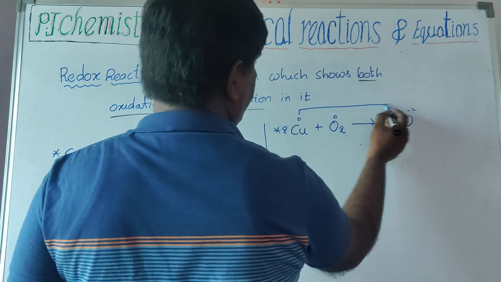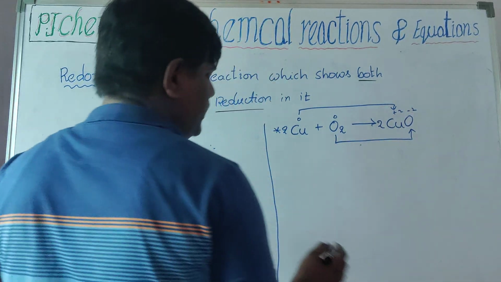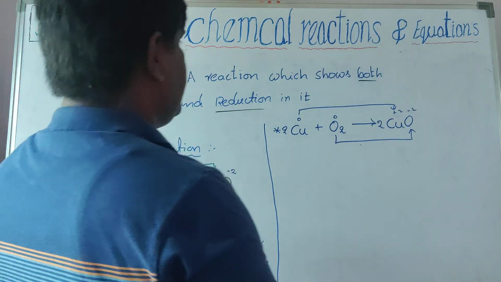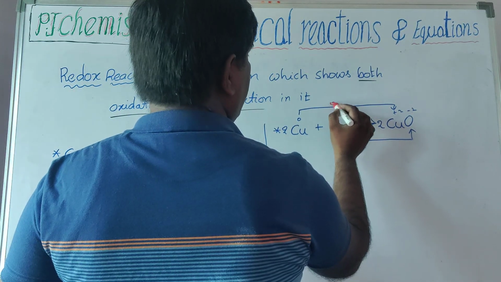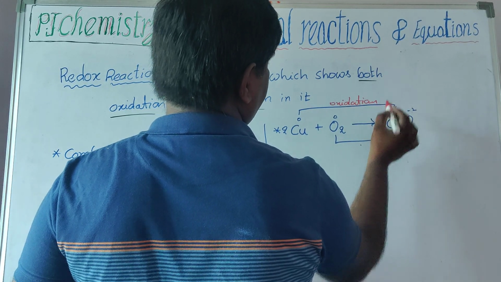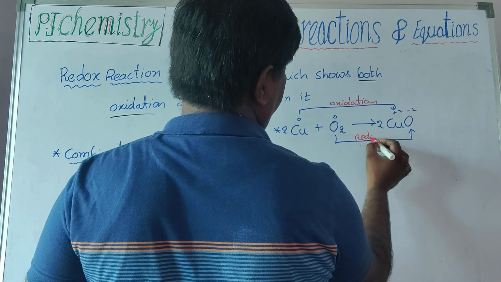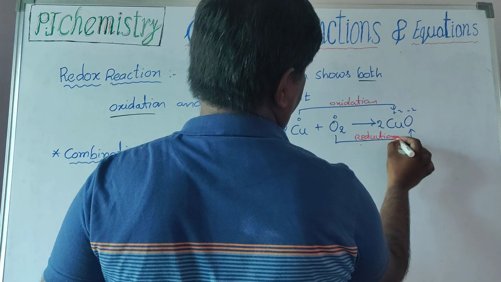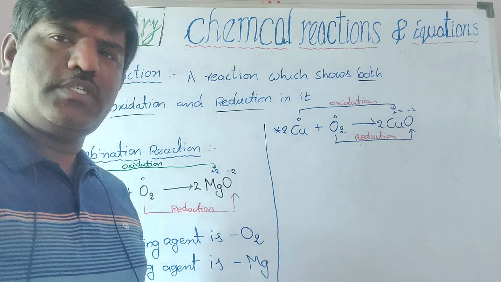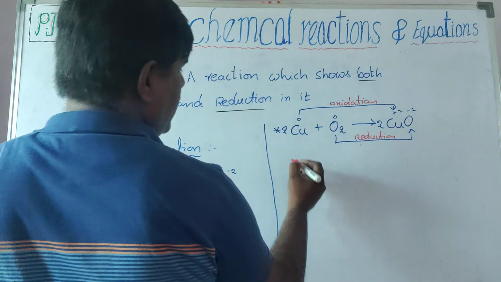Same. Copper 0 to plus 2, increased. Oxygen 0 to minus 2, decreased. Increased oxidation number is called oxidation. Copper is going through oxidation. Oxygen is going through reduction. The one undergoing oxidation we call the reducing agent, and the one undergoing reduction we call the oxidizing agent.